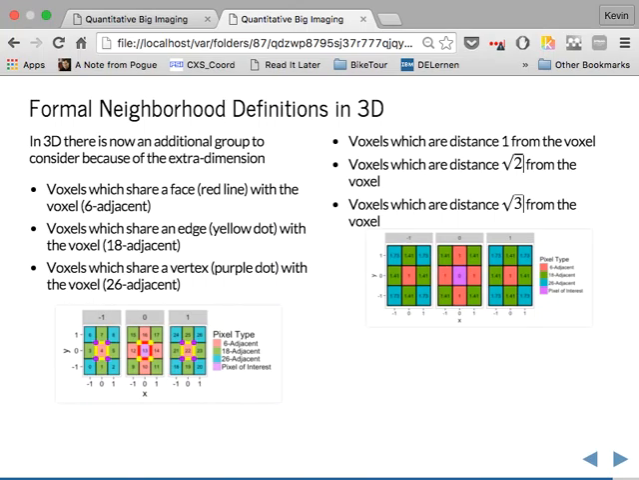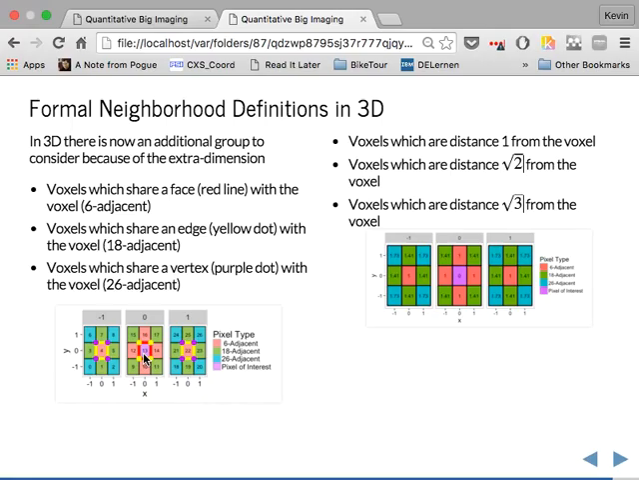You can then do all of this in 3D or ND as well, where instead of 4 adjacent and 8 adjacent, you have 6 adjacent, 18 adjacent, and 26 adjacent. And so you have your pixel of interest in the middle, this 13, and the ones that share a face, which is shown as a red line in that image, are the 6 adjacent. So those are the ones directly above, directly below, directly to the right, directly to the left. So they're really sharing a face with this.